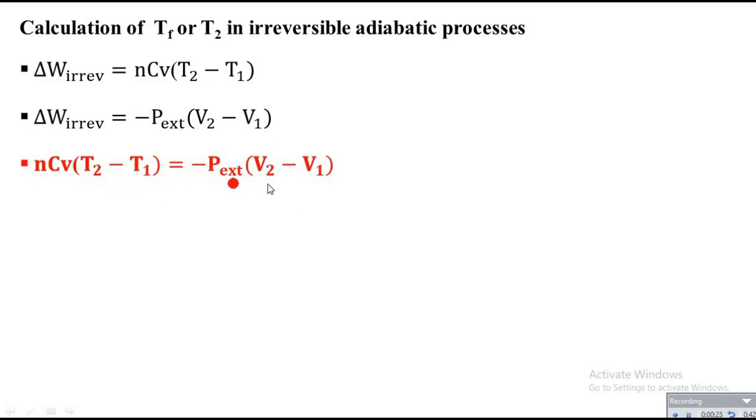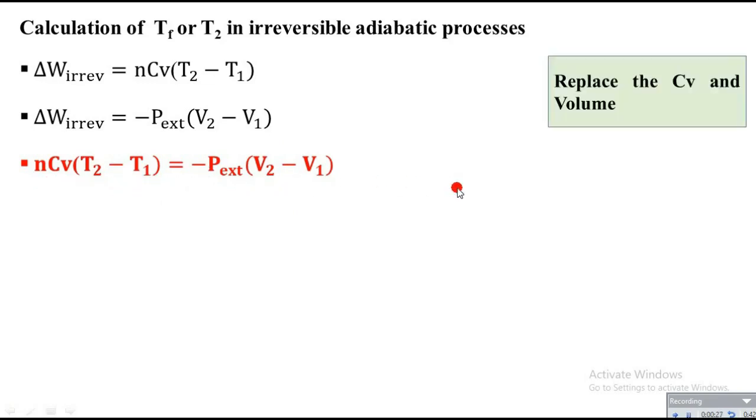Then we can replace the Cv and the volume. We replace the Cv here and we replace the volumes to get the equation to calculate the final temperature in irreversible adiabatic process. Cv is equal to R over gamma minus 1, and PV is equal to nRT. That means V is equal to nRT over P. Here we are going to replace nR T2 over P2, here we replace nR T1 over P1, and here for Cv we replace R over gamma minus 1.